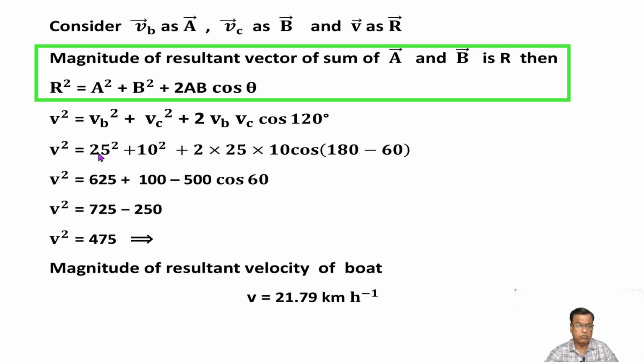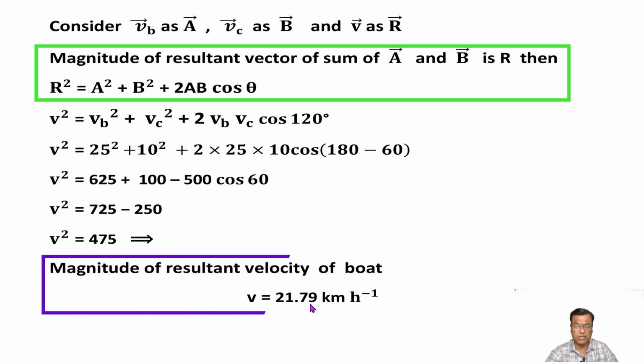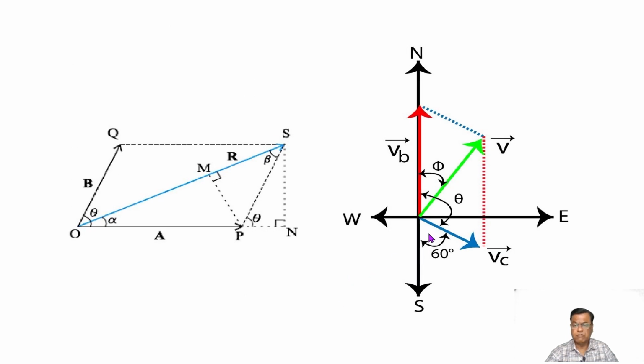So V square equals the square of 25, which is 625, plus the square of 10, which is 100. Here 2 into 25 into 10 is 500, and cos 60 with a minus sign indicating the value of cos in the second quadrant. This value is 1 by 2, so it becomes 250. So 725 minus 250, V square equals 475. So the magnitude of velocity V equals 21.79 km per hour. So the magnitude of the resultant velocity of the boat V equals 21.79 km per hour.